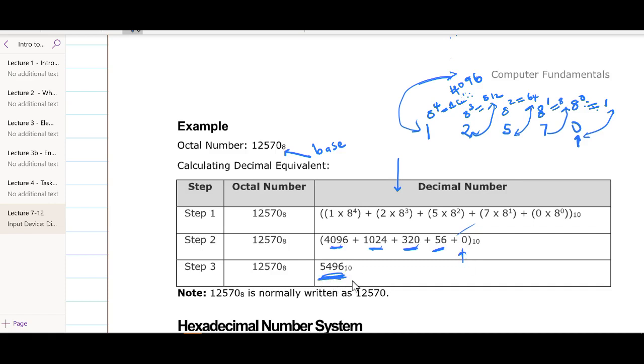So what we are saying is that the decimal value of this number is 5,496, which is the normal number that we are used to. But this number was in base 8. As far as you can see, this number in octal was actually 12,570. So clearly, the value of this number is less than that of our number that we are used to, which is decimal numbers.